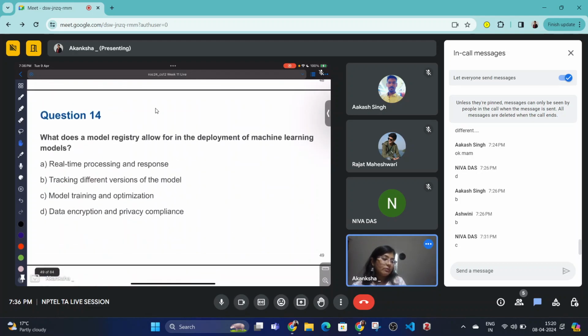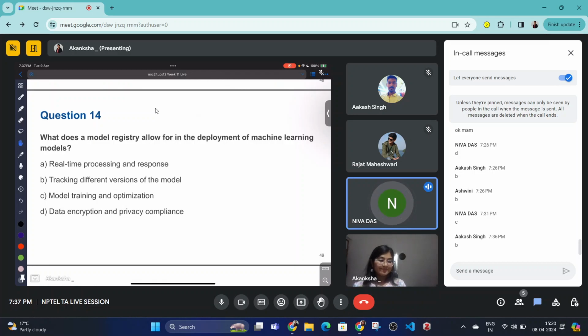Okay, what does a model registry allow in the deployment of machine learning models? Real-time processing and response, tracking different versions of the model. Is it B? Just now you said, I forgot. Yeah, it's B.